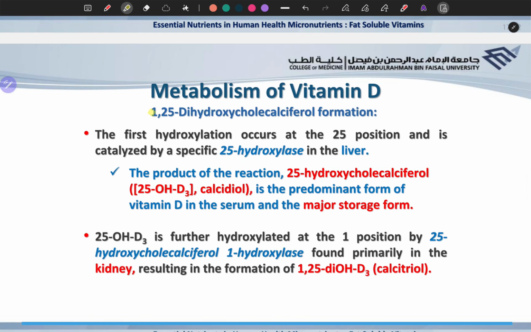Dihydroxycholecalciferol, which means 2 hydroxyl groups added at positions number 1 and 25. So this is the active form. The formation of 1,25 dihydroxy, the first hydroxylation step, takes place in the liver. The enzyme 25 hydroxylase will add the hydroxyl group at position number 25. So the first hydroxylation takes place at position number 25. I hope it is clear.